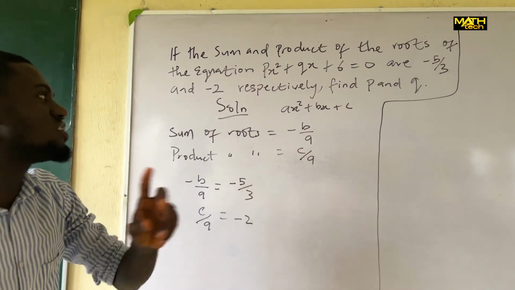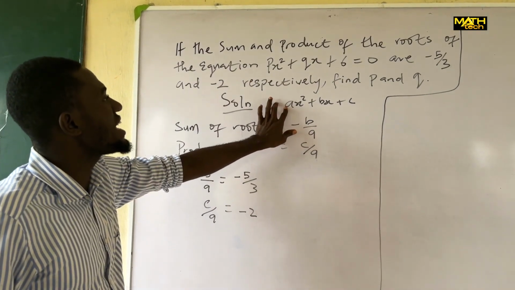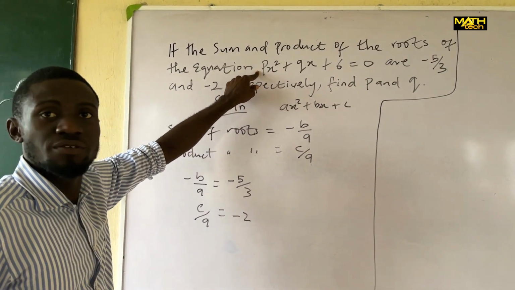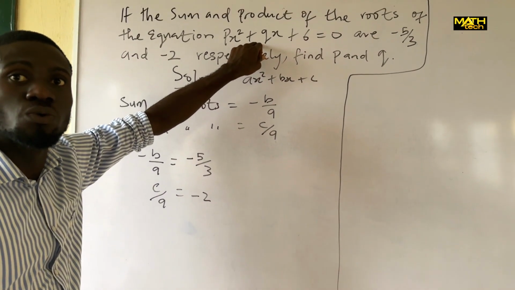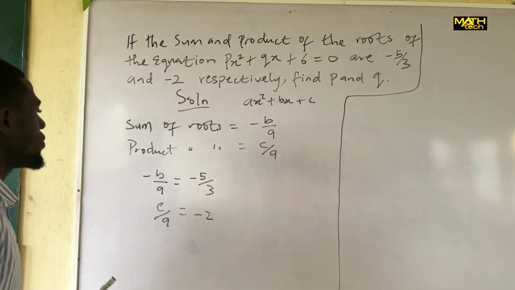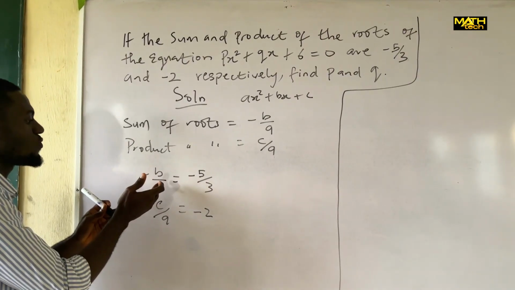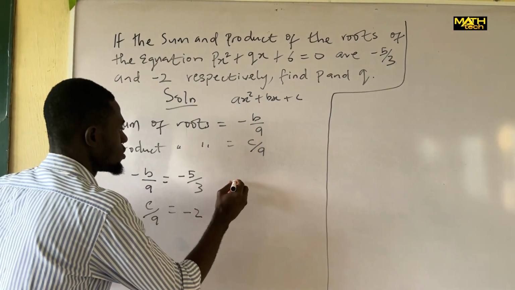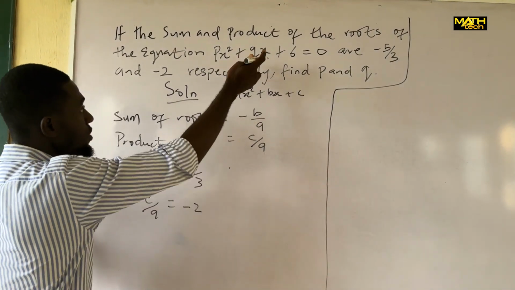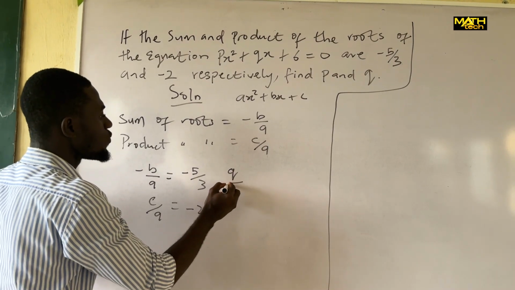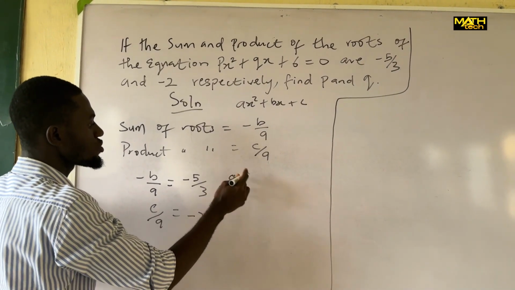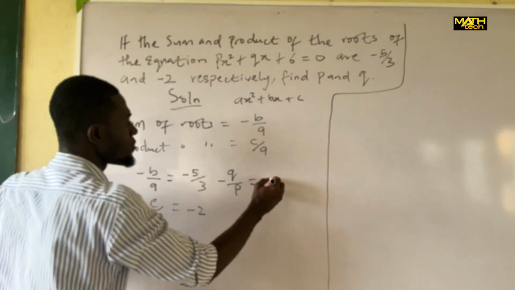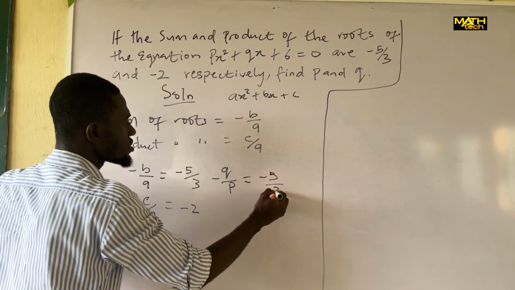But now, let's go back to the quadratic expression. We must take note of this. Our a here is being represented by p, and our b here is being represented by q. So instead of using minus b all over a, we'll use minus q all over p, which is equal to minus 5 all over 3.